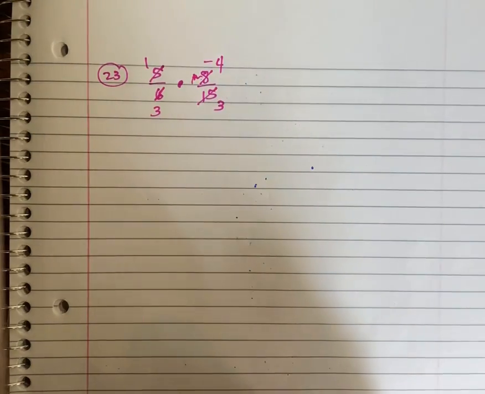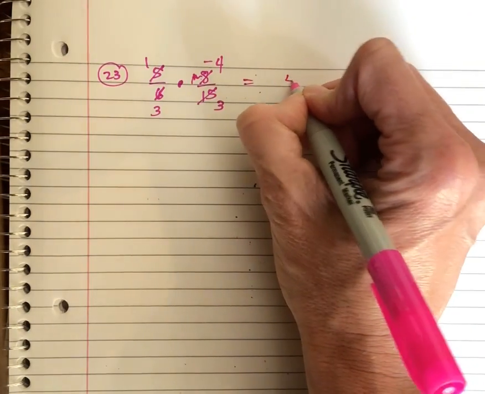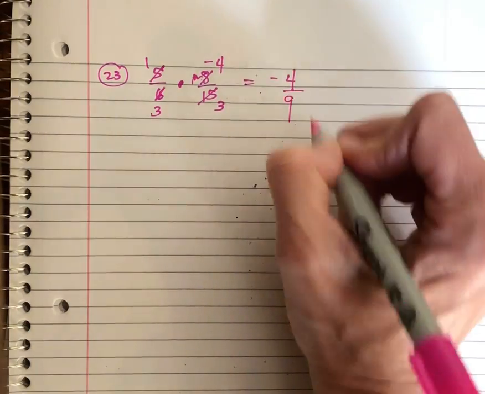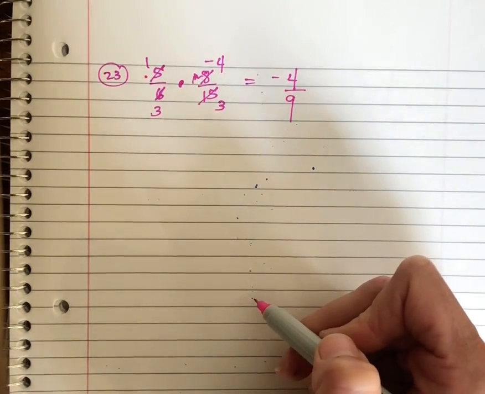Let's put that negative symbol here. Let's multiply straight across. 1 times 4 is 4, that was a negative. 3 times 3 is 9. Okay, so the opposite of that positive makes it a negative 4/9.